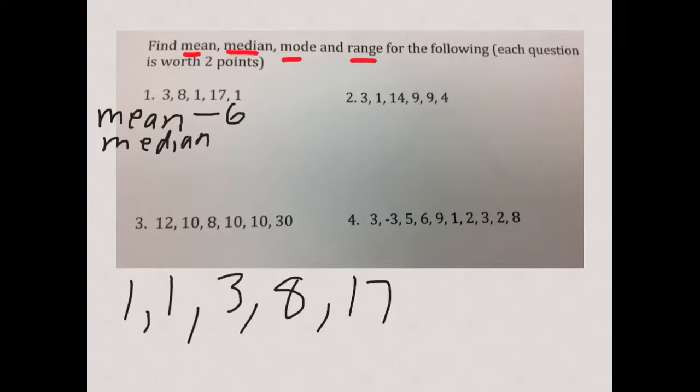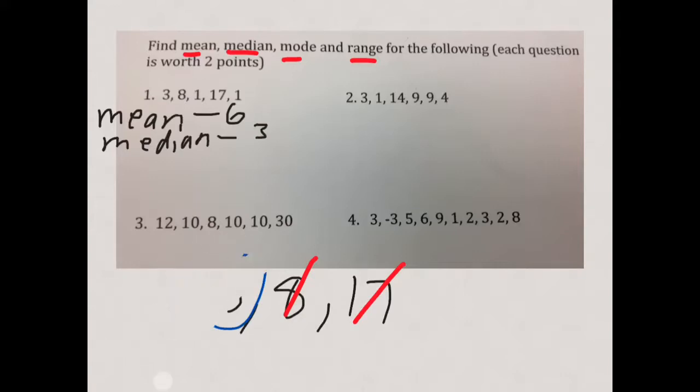Now, one way you can do this to figure it out is you can look and say, okay, well, there's 5 numbers, so the one in the middle would be the third one. Or we can say I cross 1 out here, 1 on the other side. Cross 1 out here, 1 on the other side. Now I'm left with one number in the middle, 3. So my median would be 3.